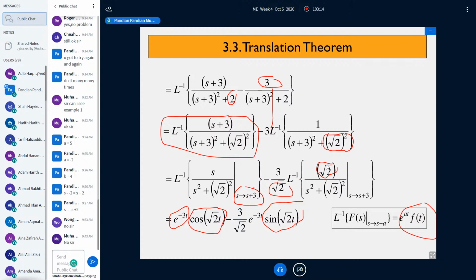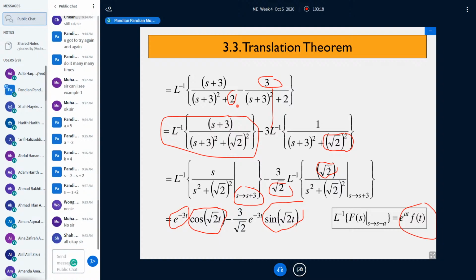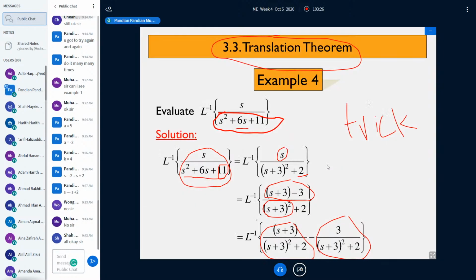So, class, this one is more on manipulating. You have to be very smart. You have to do the manipulation like this. You see how this is what we call tricky, class.